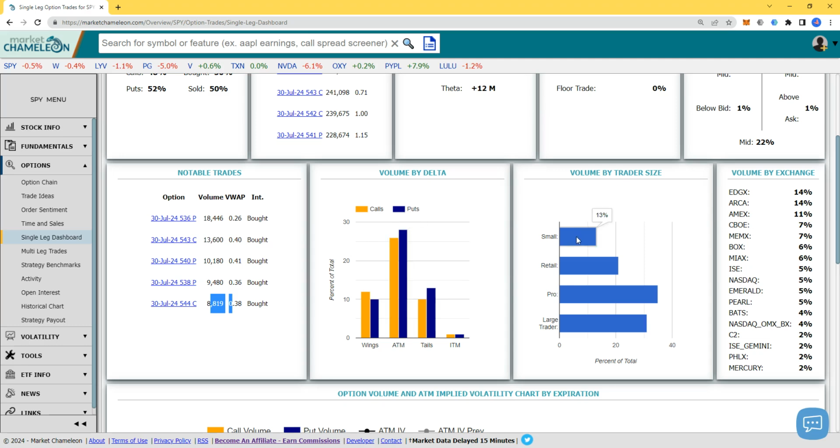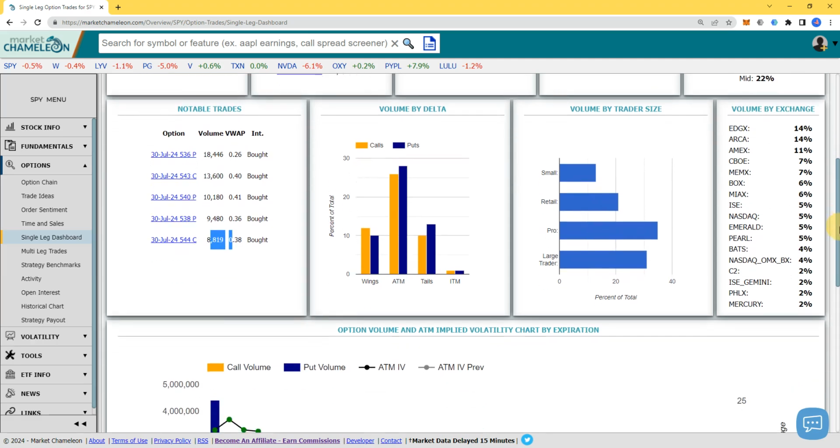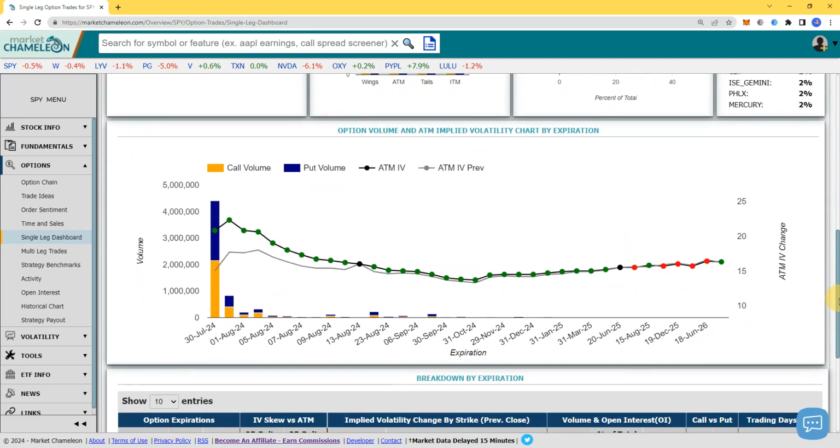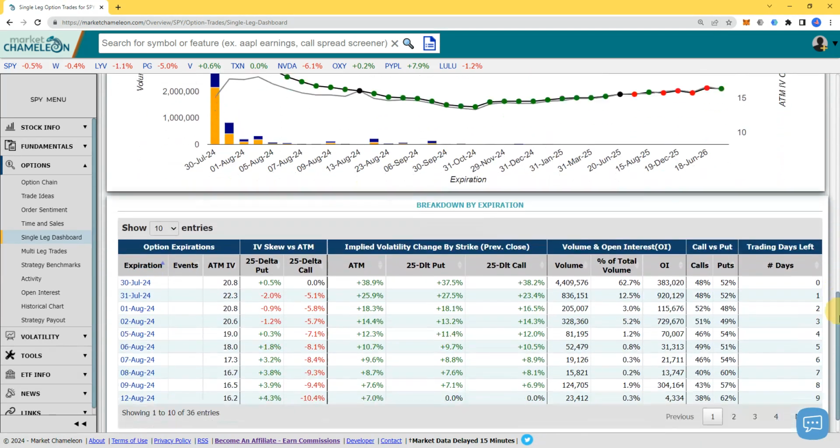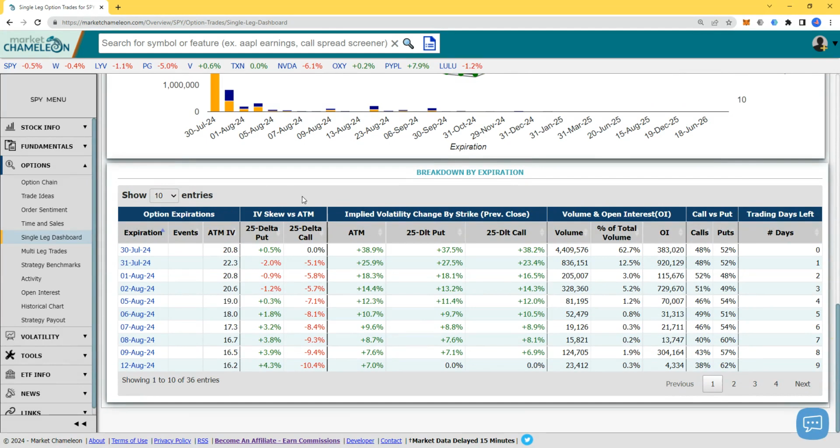Volume by trade size: small, retail, pro, and large trade 30%. So the pro traded more than the large trade. Interesting. Retail 21%, small trade. Okay. Volume by exchanges, a lot of information. Call volume, put volume, at the money, implied volatility. Okay. And in here we got ourselves, let's see what we got.